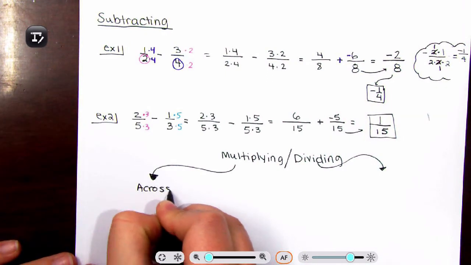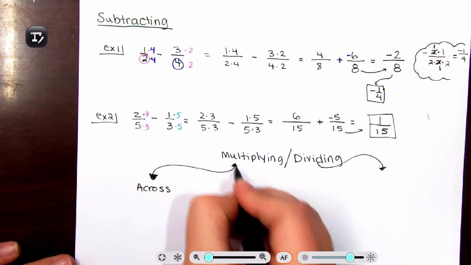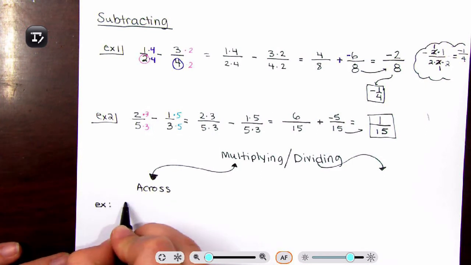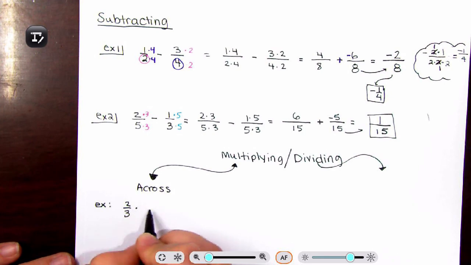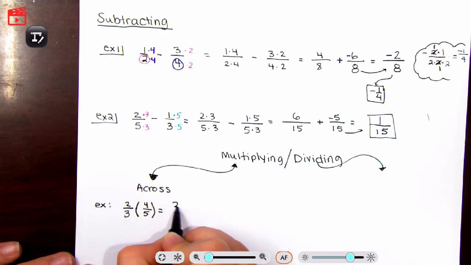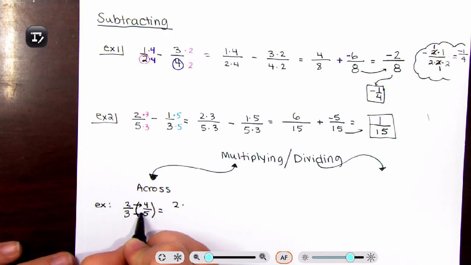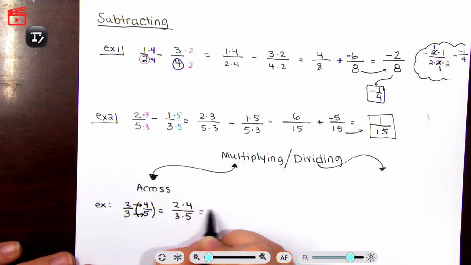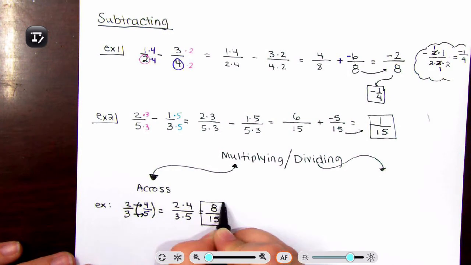For multiplying, all you have to remember is across. So if you have, for example, 2/3 times, let's do parentheses, a lot of times you'll see parentheses, times 4/5, what you do is you multiply across. 2 times 4, 3 times 5. So 2 times 4 is 8, 3 times 5 is 15, and simplify this fraction if you can.